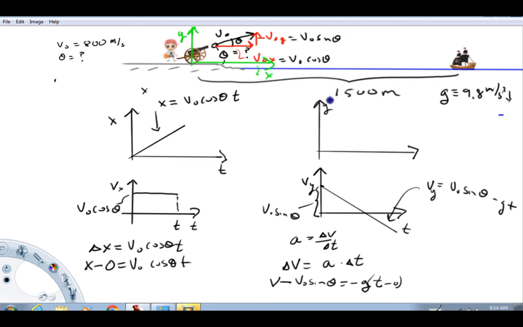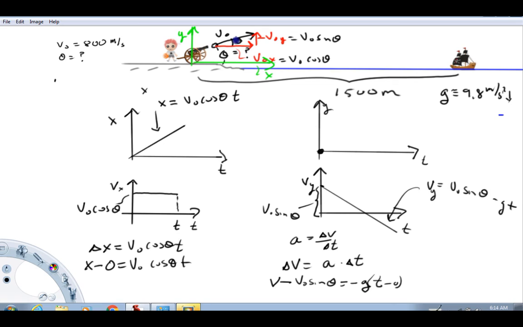Okay, so we're going to look at y against t. Now, first thing to take note of is at t equals 0, the cannonball is basically at our coordinate system origin. Again, this little difference here is not important over a 1,500 meter distance. So I'm going to put the first point right here.